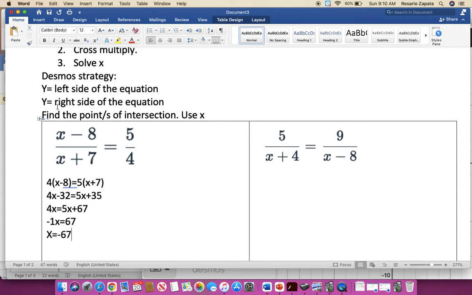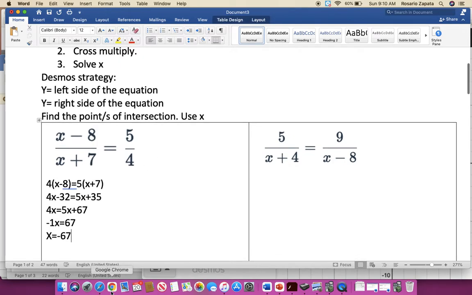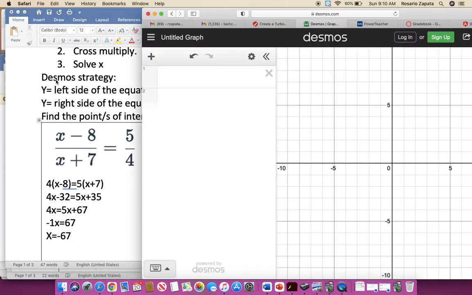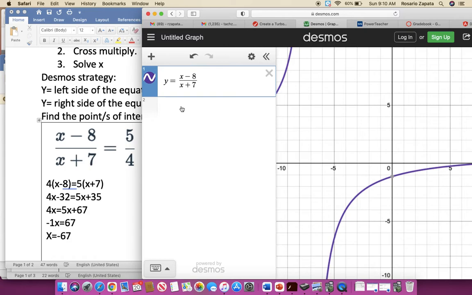And of course, if you want to find out if our answer is correct or not, we can use Desmos. So these are the strategy for Desmos. The left side of the equation is y equals x minus 8 all over x plus 7. And then y equals 5 over 4.